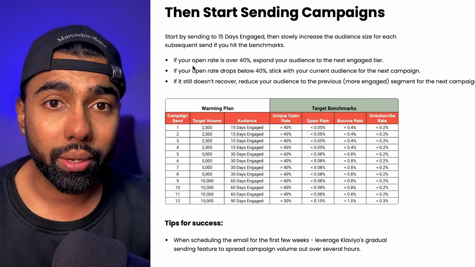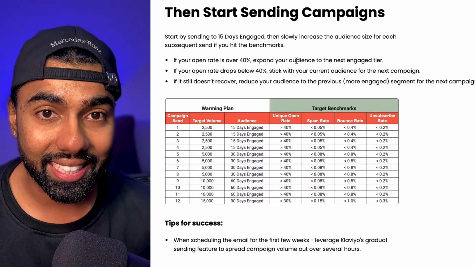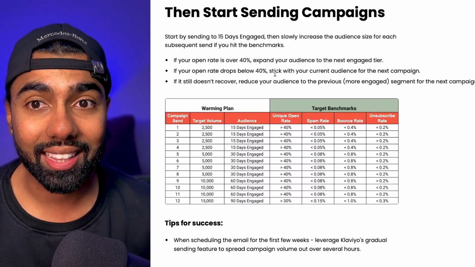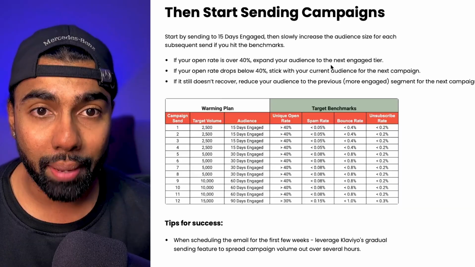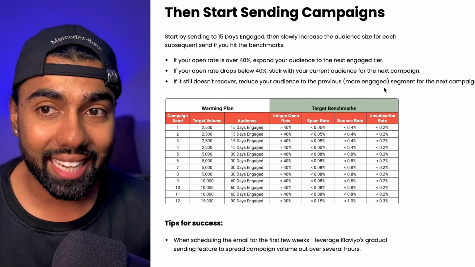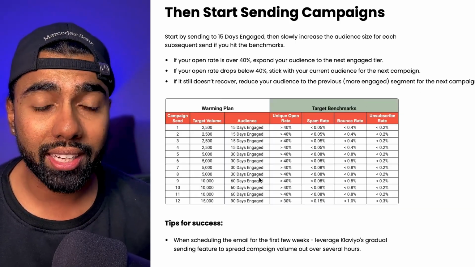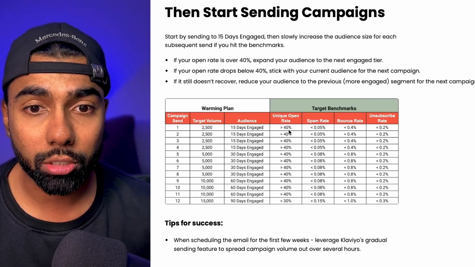Now, this is pretty straightforward. If your open rates are over 40%, you want to expand your audience to the next engagement tier. If your open rates drop below 40%, then stick with your current audience for the next campaign. And if it still doesn't recover, then you want to reduce your audience to the previous and more engaged segment for the next campaign. So it's pretty straightforward. This is a basic structure, but you might need to move back and forth based on how your metrics perform.